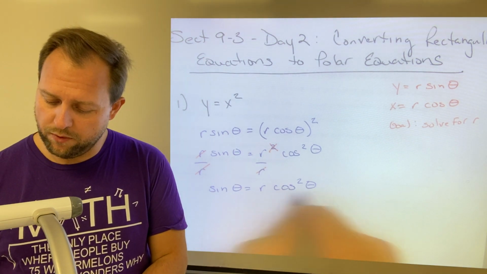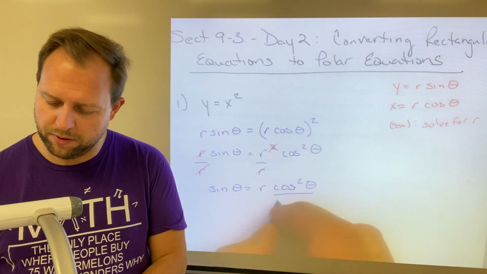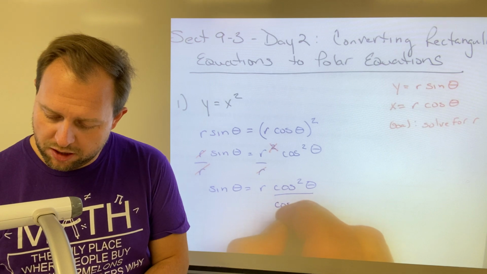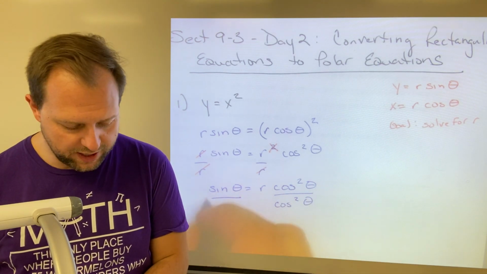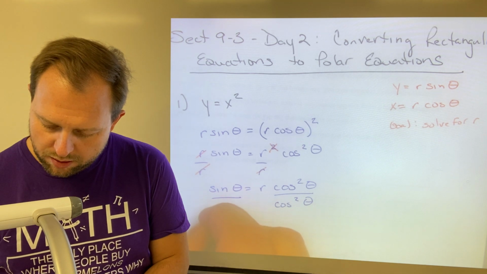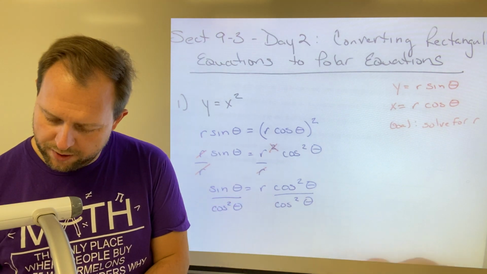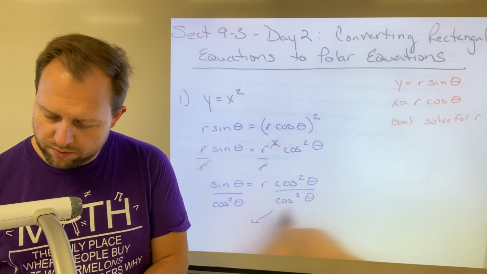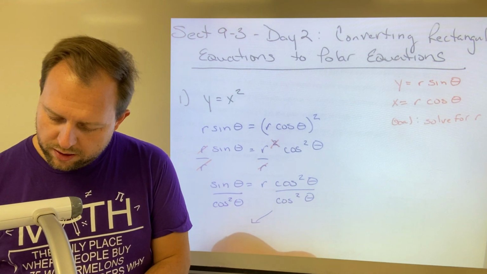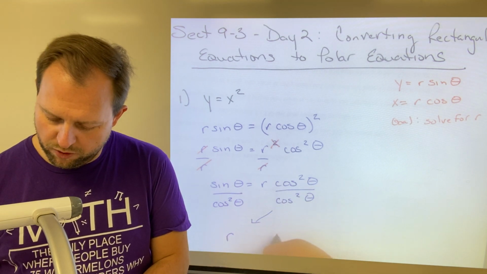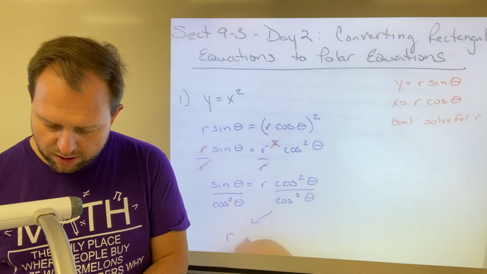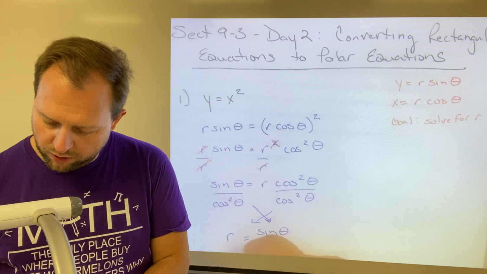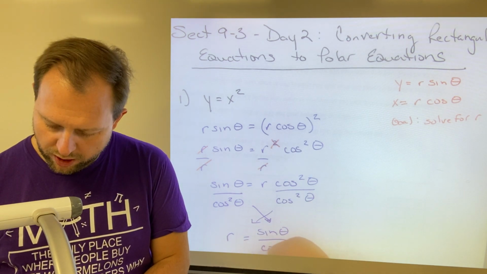We simply have to get rid of what's attached to the r. So it's being multiplied by cosine squared theta. To get rid of it, we're going to divide by cosine squared theta. And when we do it on one side, we do it on the other. Okay? At this point, I'm going to flip my sides around. So the r that would have been on the right, I'm moving to the left, and on the right would be sine theta over cosine squared theta.